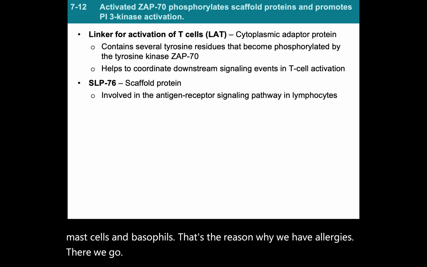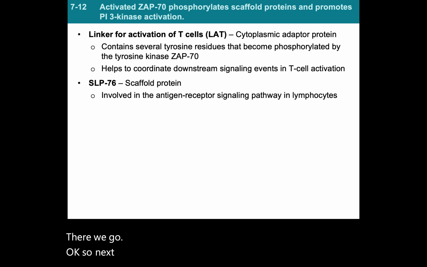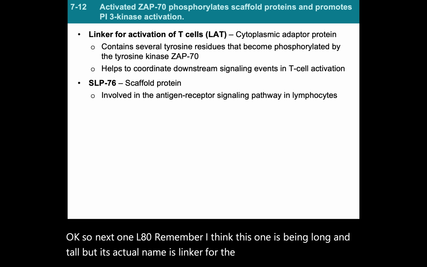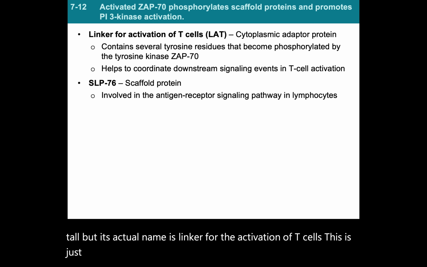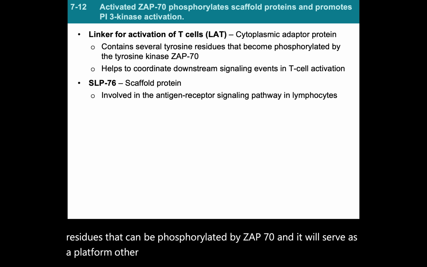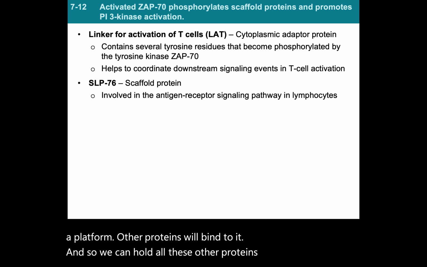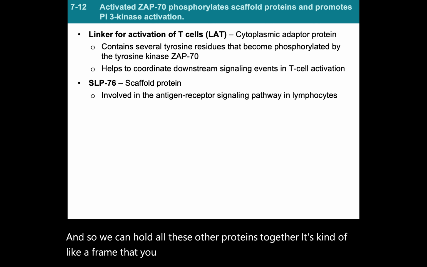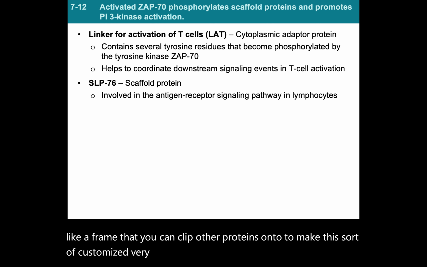Okay, so next one, LAT. Remember, I think of this one as being long and tall, but its actual name is linker for the activation of T cells. This is just a linker. It's a big, long protein that has several tyrosine residues that can be phosphorylated by ZAP70, and it will serve as a platform. Other proteins will bind to it, and so it can hold all these other proteins together. It's kind of like a frame that you can clip other proteins onto to make this sort of customized, very temporary immunological machine. And this happens as part of an immune response.